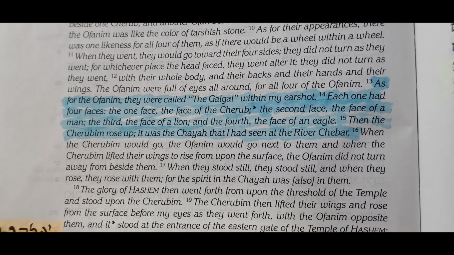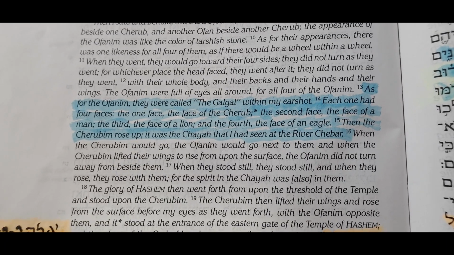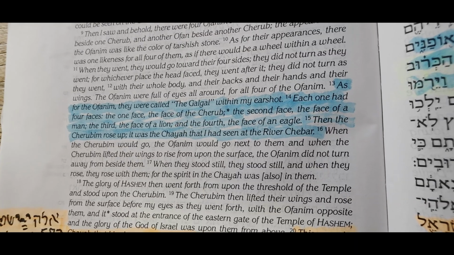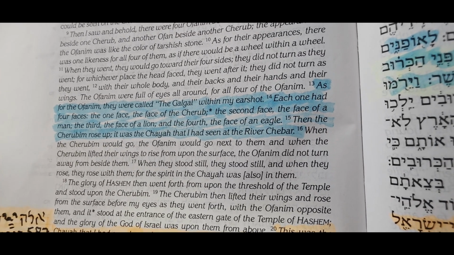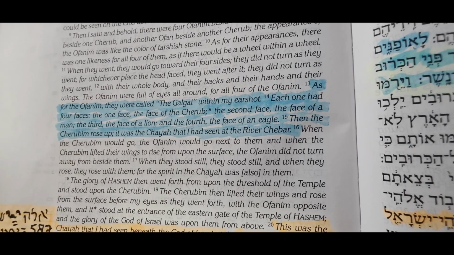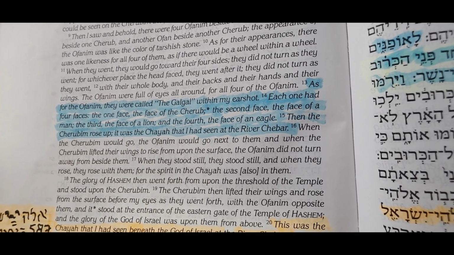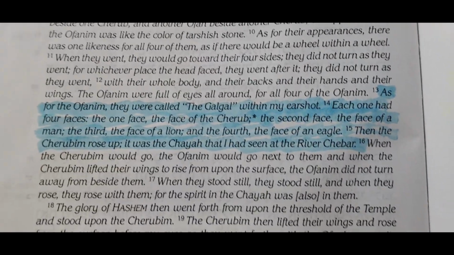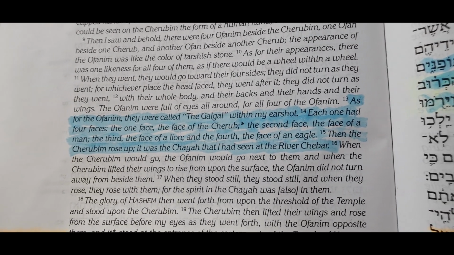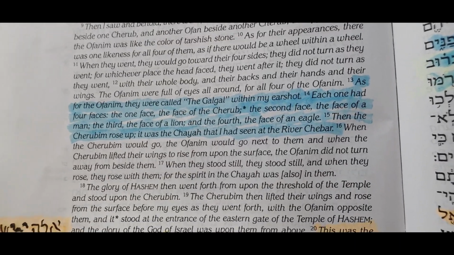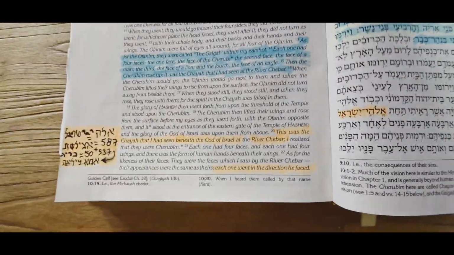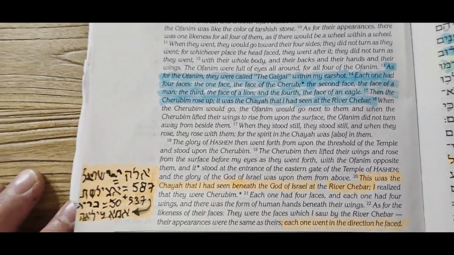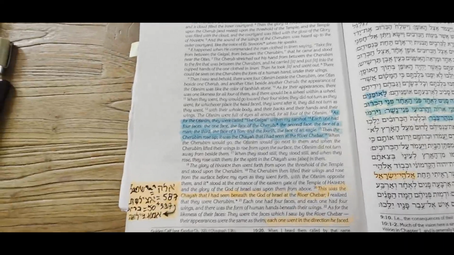Now we'll continue in the blue part. As for the opening, they were called the Galgal within my earshot. Each one had four faces: the first face, the face of a cherub; the second, the face of a man; the third, the face of a lion; and the fourth, the face of the eagle. When the cherubim rose up, it was the Chaya that I had seen at the river Kabar. Now, in this particular part, it has a cherub instead of a Shor, an ox. But there's also a source that mentions the ox. So we'll look at a Gematria I did there in a little bit.